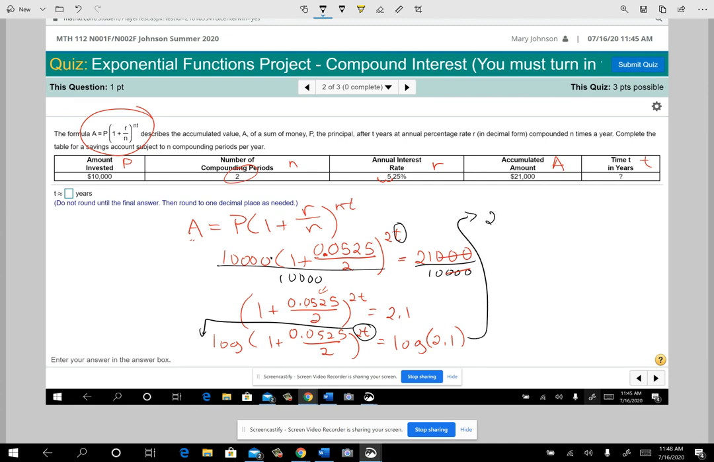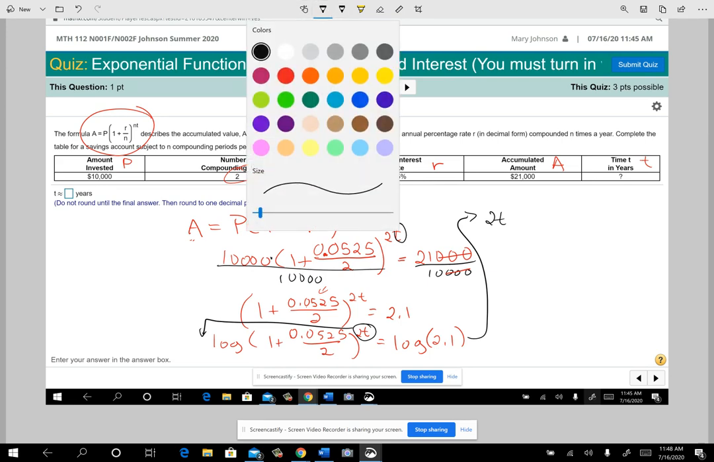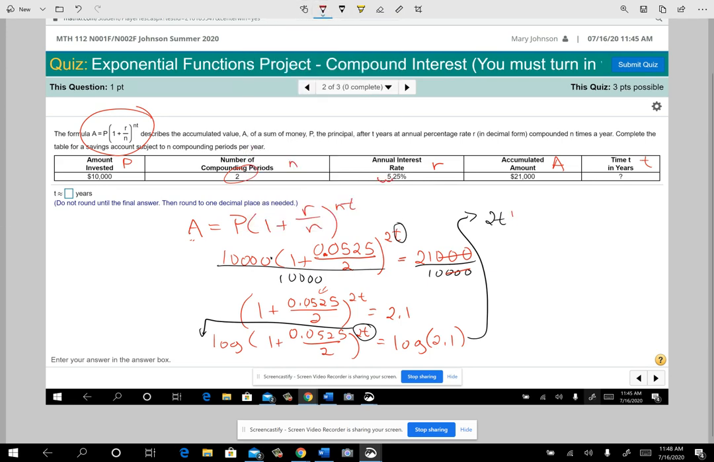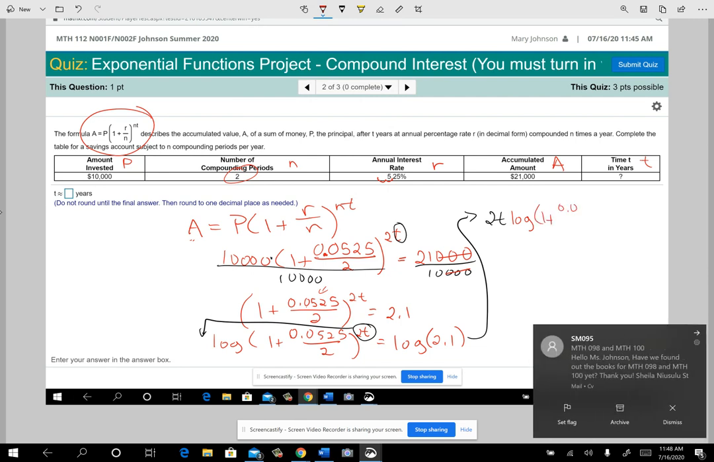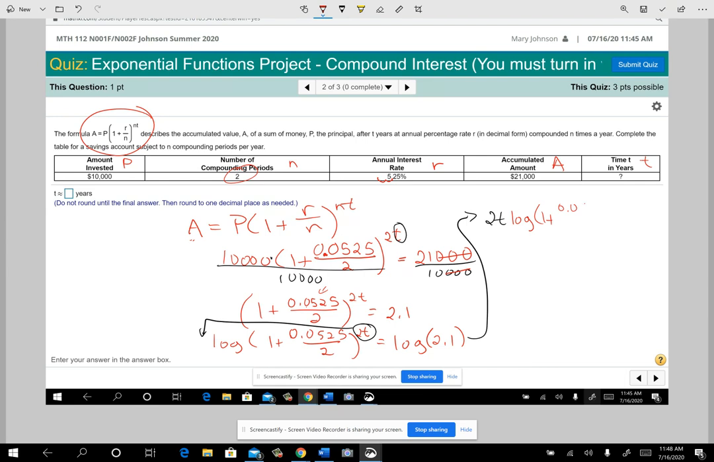So now we'll have that 2t down in front, which is great because that makes this turn into a linear equation. And then this log thing that looks so complicated is something I can just type in, and get a value for. So it's really just a number. Okay, so 2t log of all that equals the log of 2.1.